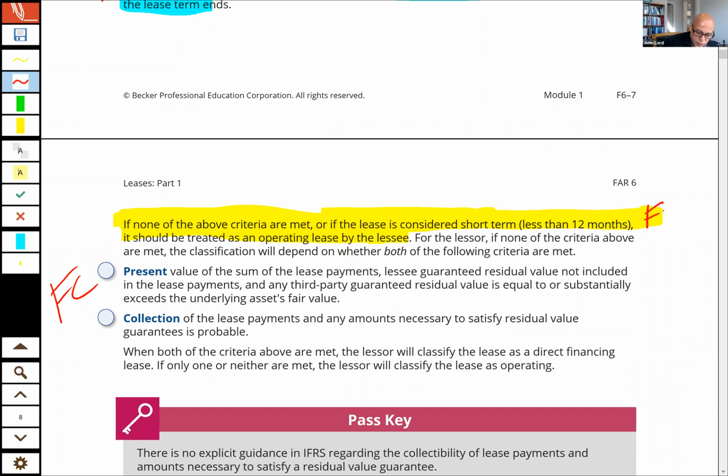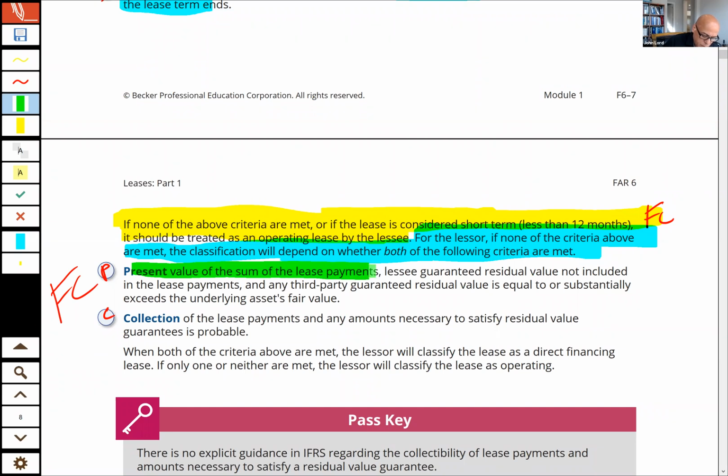So flashcard that, okay? Then they tell us for the lessor, and let's see, we're going to figure out if we're going to treat it as a finance lease or not. So for the lessor, if none of the criteria above are met, the classification will depend on whether both of the following criteria are met. Okay, let's take a look at that. For the lessor, 2 criteria. I think this is supposed to be PC, but I don't know what it stands for, but we're just going to flashcard the criteria here.